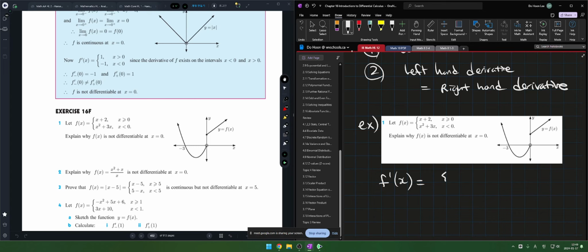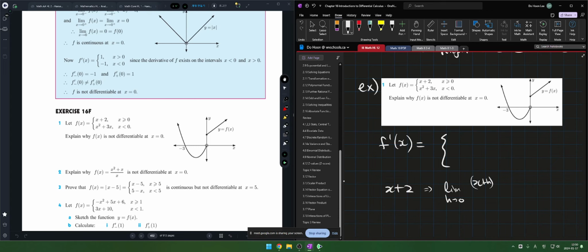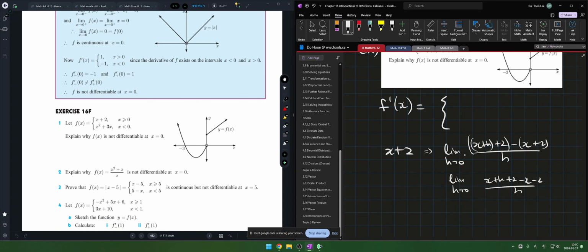So let's find the piecewise function of the derivative of f of x. For x plus 2, now we have to do some work. We have to differentiate it. It'll be the limit as h goes to 0 of ((x plus h) plus 2 minus (x plus 2)) divided by h, which is h over h. It'll be 1. Okay, that was easy.